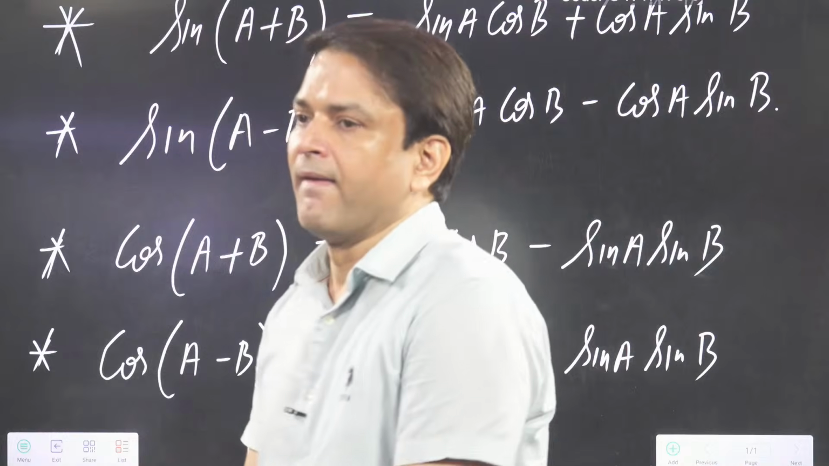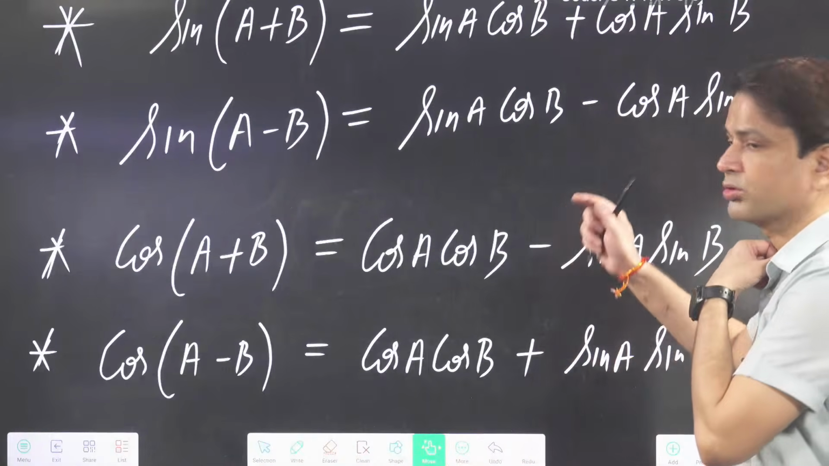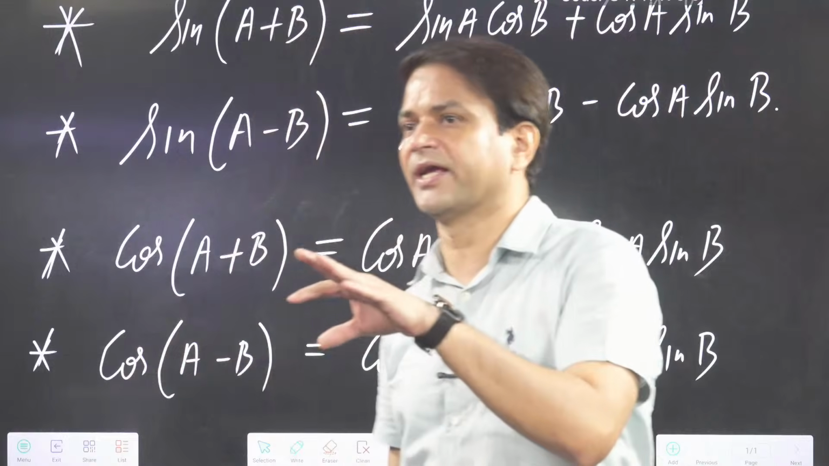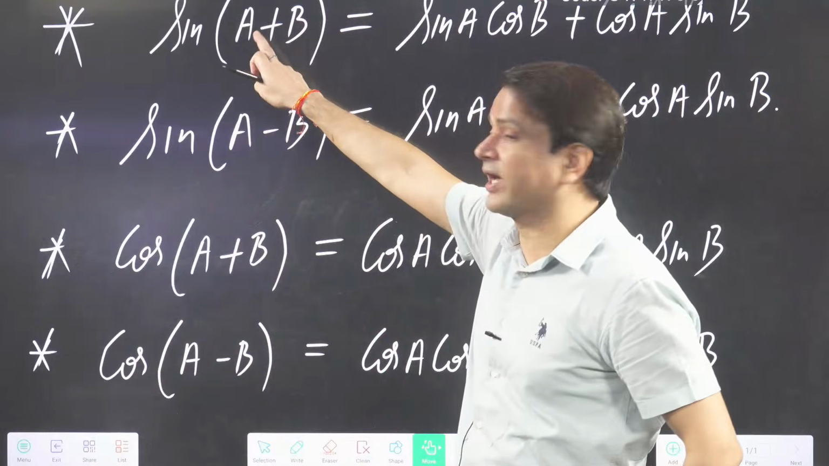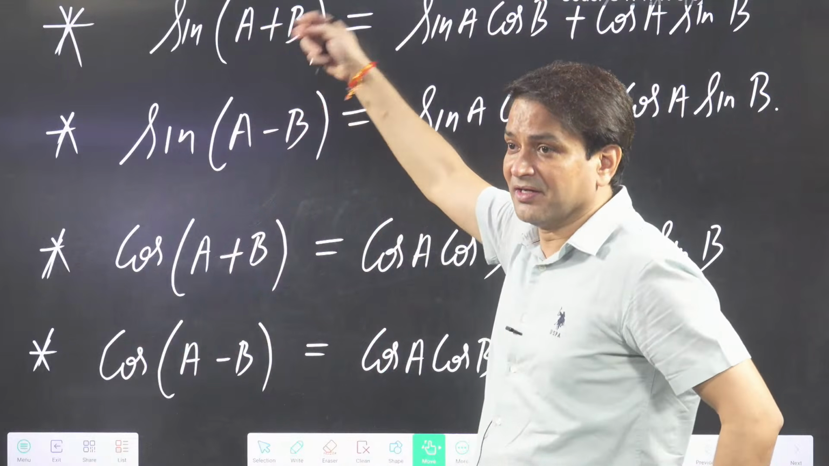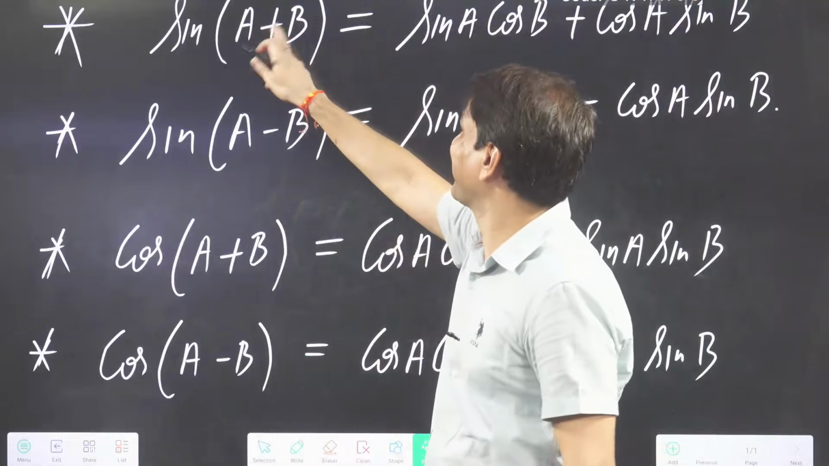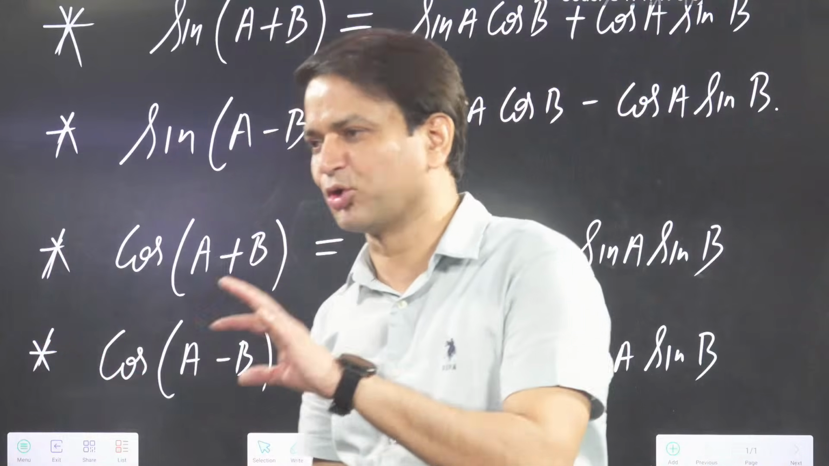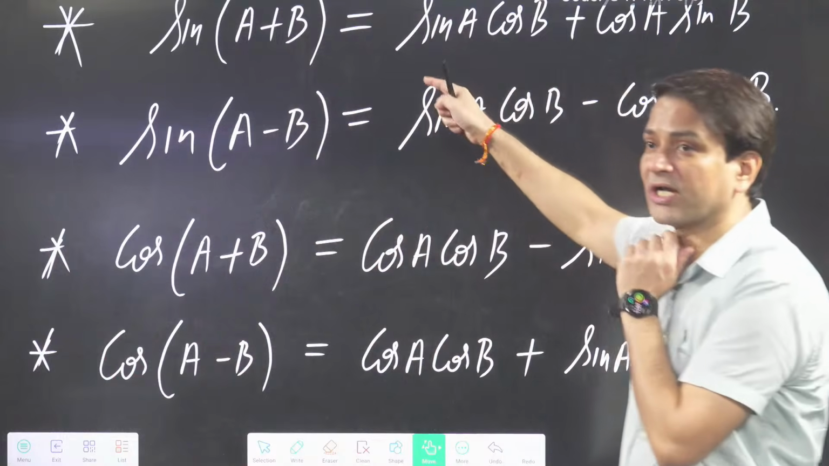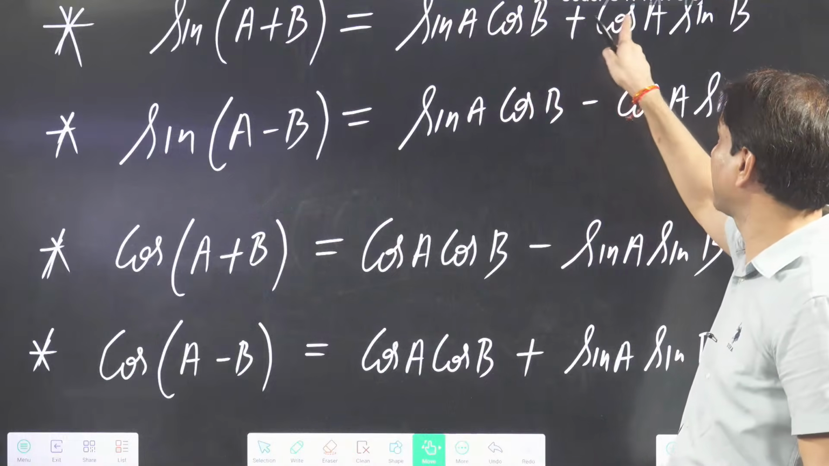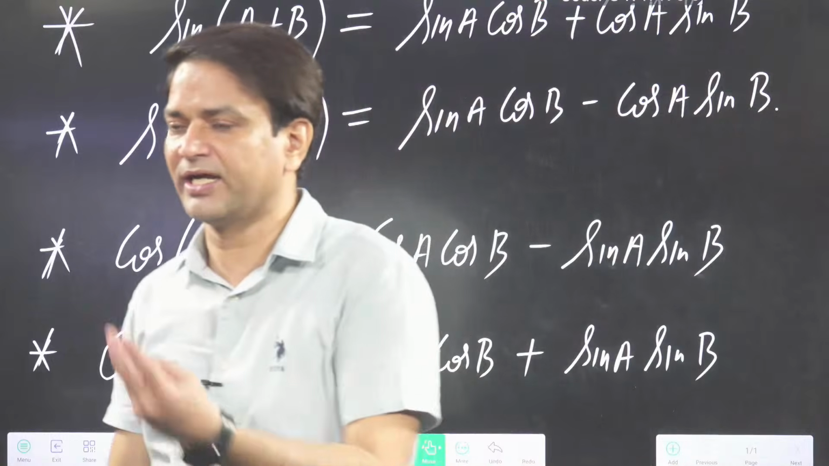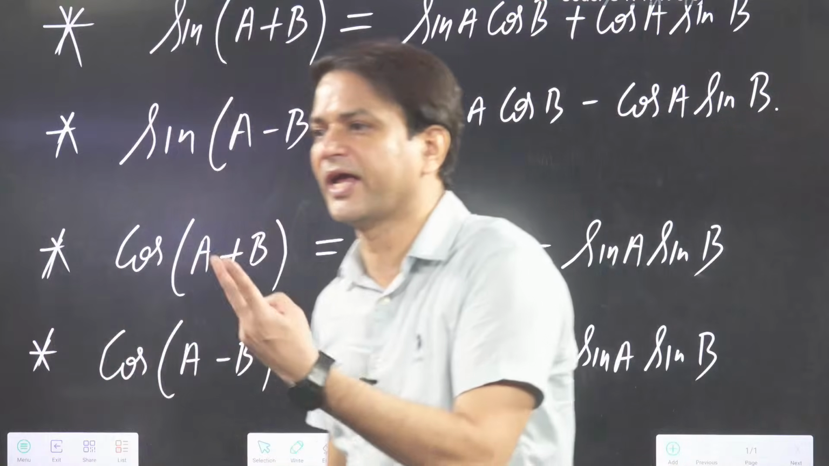Okay, then suppose I am taking B is equal to A, then what will I get? A plus A. Shiv Parvati, why are you asking? If B is equal to A, then A plus A, what will I get? Sine 2A. Right hand side, what will I get? Sine A cos A plus cos A sine A, means sine A cos A plus sine A cos A. It means I will get 2 times sine A cos A.